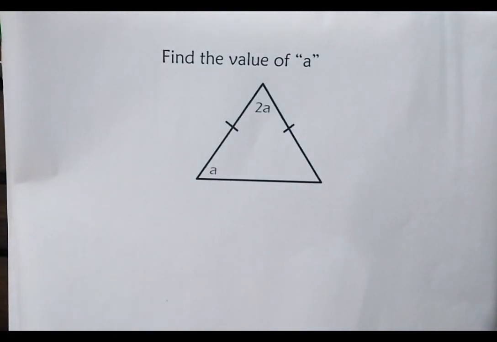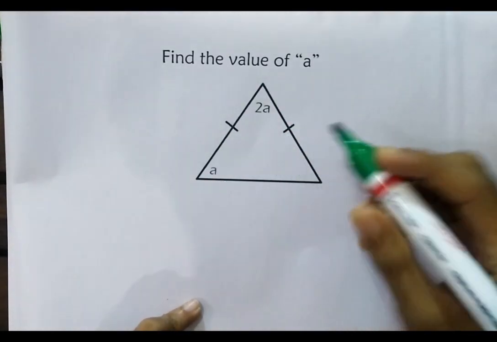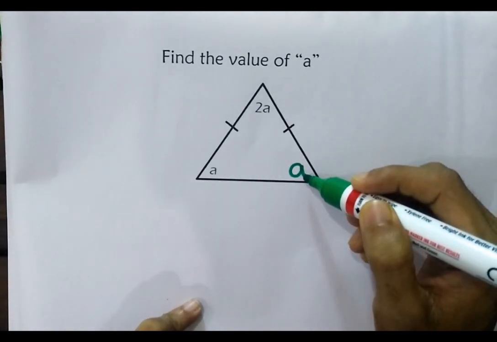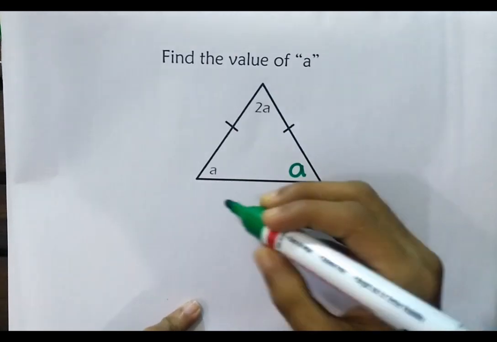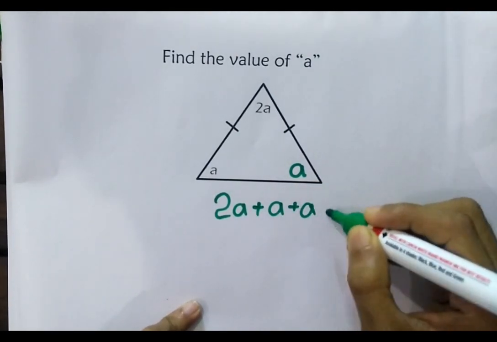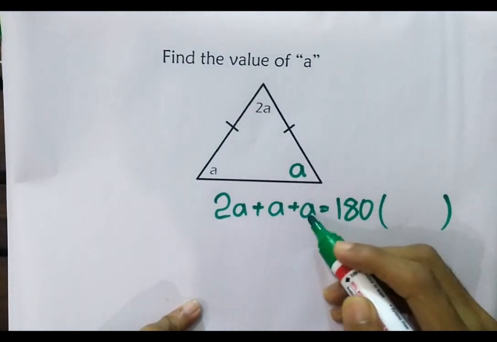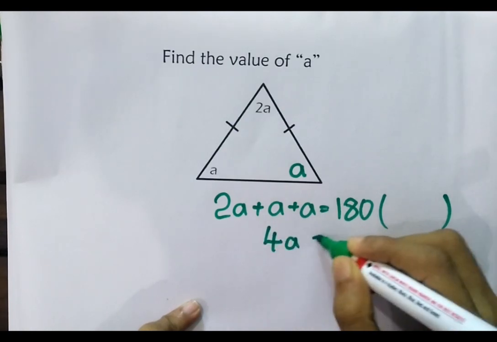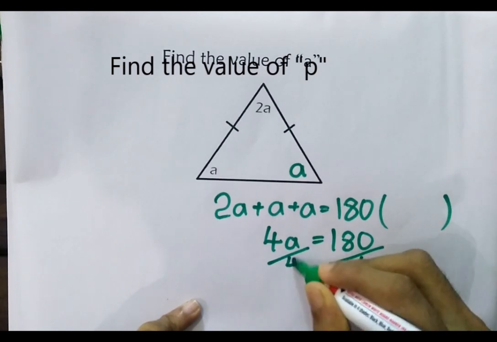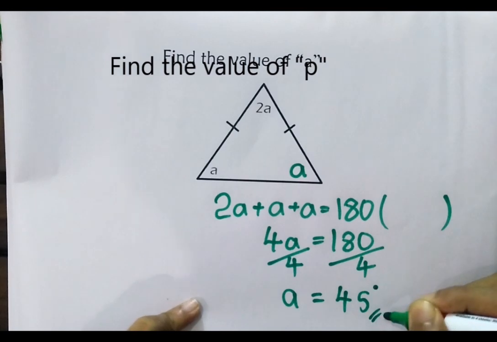Okay, fine. Now how to find the value of a? You can see it's an isosceles triangle. In an isosceles triangle, the angles opposite to the equal sides are equal, right? Fine. So a plus 2a, the sum is equal to 180. The sum of the interior angles is equal to 180. So you have to write down the reason here. So 2a is 4a equals 180. Now to remove this 4 from a, we have to divide both sides by 4. So the value of a is 180 divided by 4, which is 45.